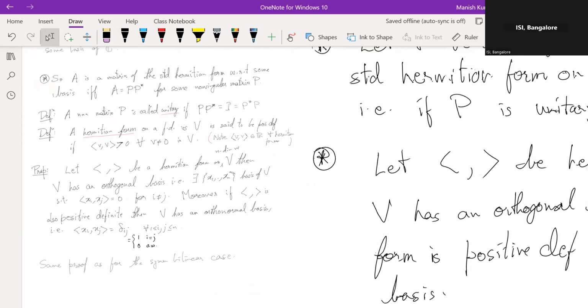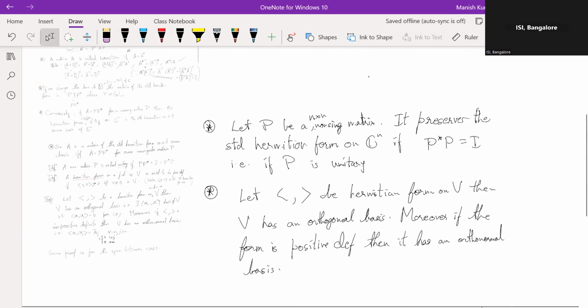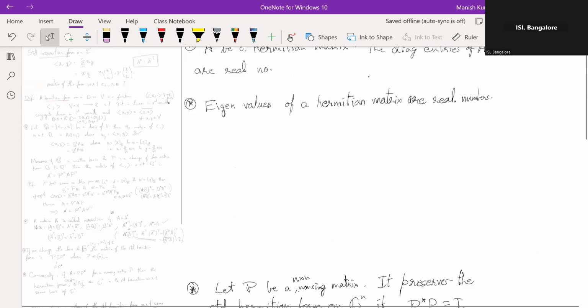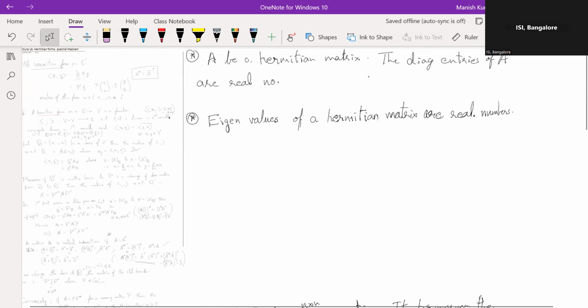So remember, any Hermitian form will have an orthogonal basis, and if you have a positive definite Hermitian form, then it will have an orthonormal basis. Okay. So let's see a little bit more about Hermitian matrices and so on. Hermitian matrices have a lot of nice properties.